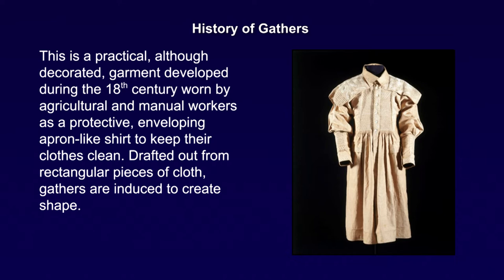Shown here is a practical garment worn by agricultural and manual workers as protective clothing, an enveloping apron-like shirt to keep their clothes clean while working. Drafted out from rectangular pieces of cloth, gathering is induced to create shape.